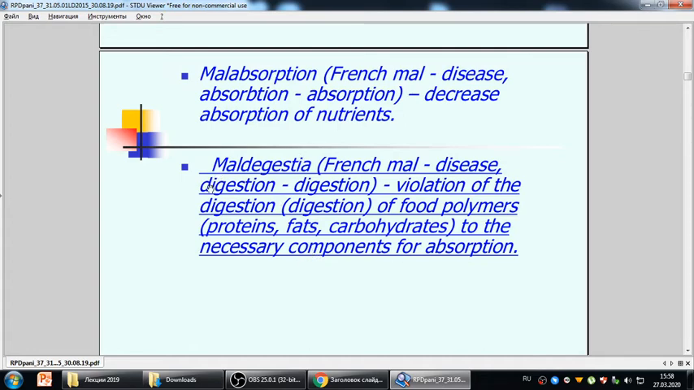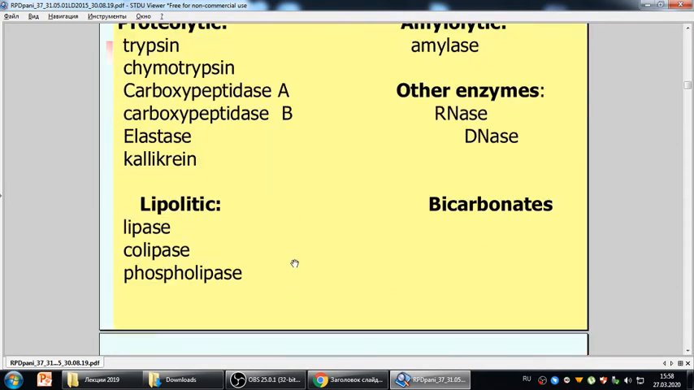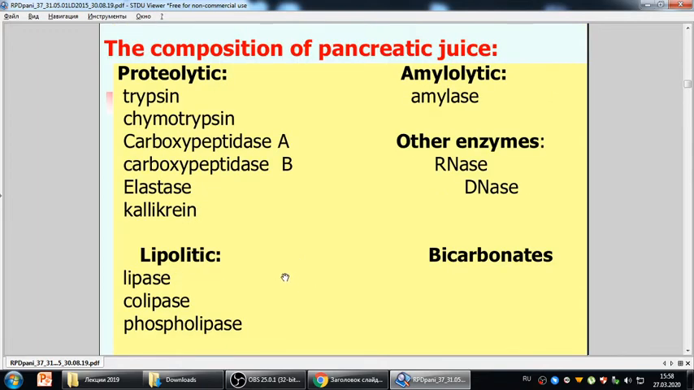disorders of digestion of all these kinds of foods, which is maldigestion. Here is the composition of pancreatic juice, which consists of three types of enzymes: proteolytic enzymes, lipolytic enzymes, and amylolytic enzymes. Proteolytic enzymes include not only trypsin and chymotrypsin, but also carboxypeptidase A, carboxypeptidase B, elastase, and others. Lipolytic enzymes are lipase, colipase, and phospholipase.